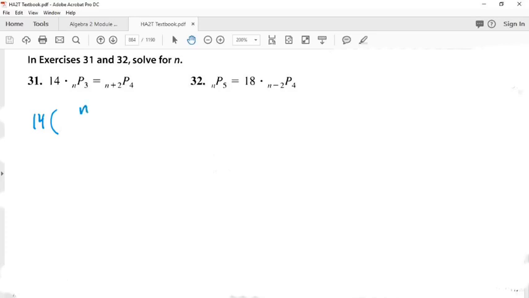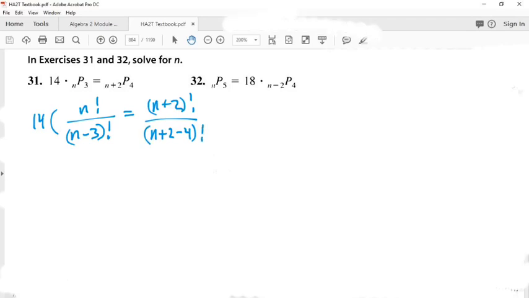So it's going to be N factorial over N minus 3 factorial. And then on the other side of the equation, I have N plus 2 factorial over N minus 4 factorial. Oops, N plus 2 minus 4 factorial.